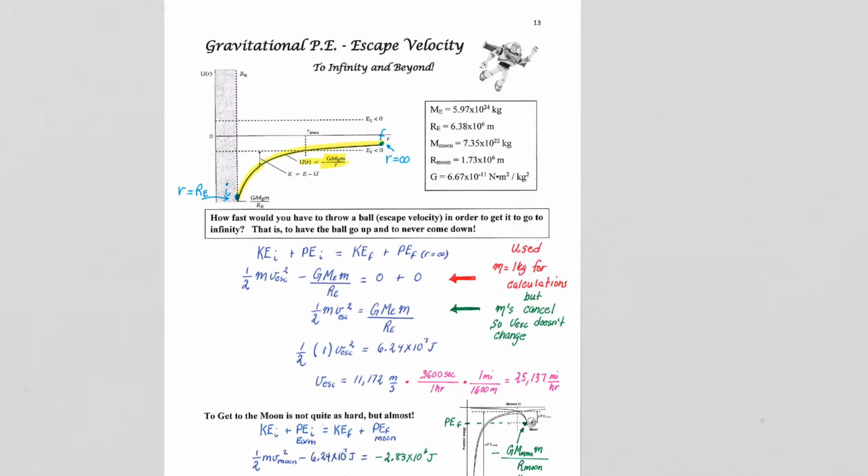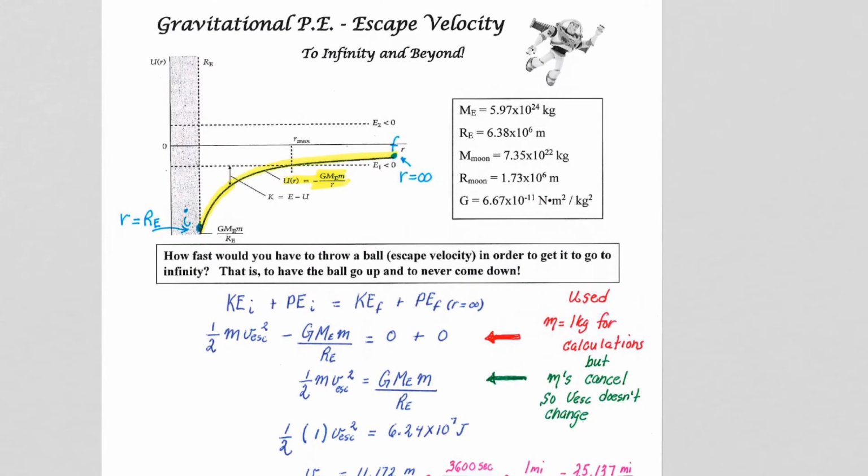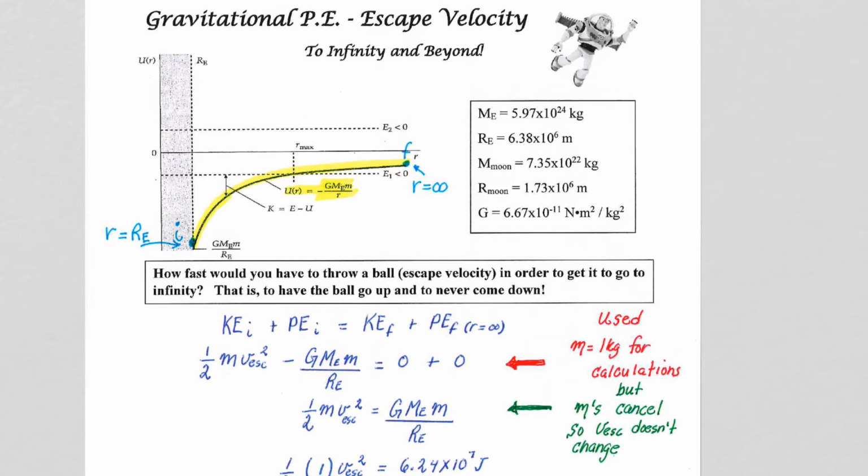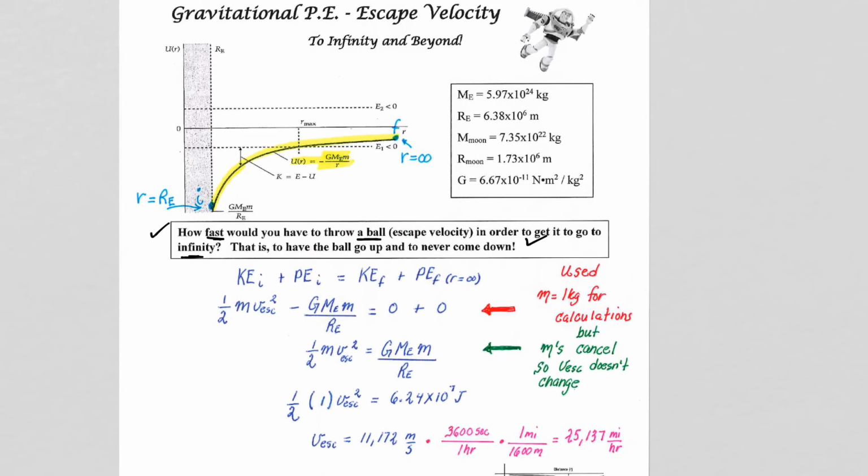Okay, so here we are looking at what is called escape velocity, and as it says, to infinity and beyond, because what we are looking at in understanding escape velocity in maybe a simpler language is to say, how fast would you have to throw a ball? That's going to be our escape velocity. How fast would you have to throw it in order for it to go to infinity? That is, to have the ball go up and never come down. Well, it's a very easy calculation now for us to make because we have our law for universal gravitation. We have kinetic plus potential equals kinetic plus potential.